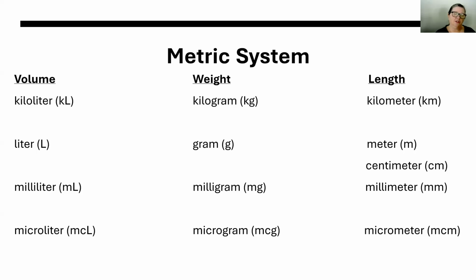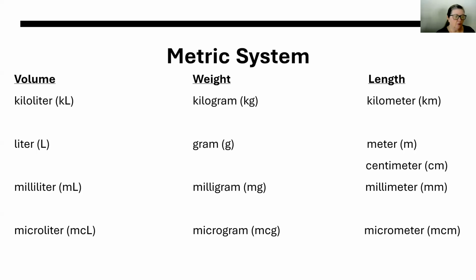Now notice on my chart, I do have one extra one in there that is centi. We don't use that in gram. We don't use that in liter, but we do use that in meter. So a centimeter. And centi means 1/100th. That will play in here in a minute.